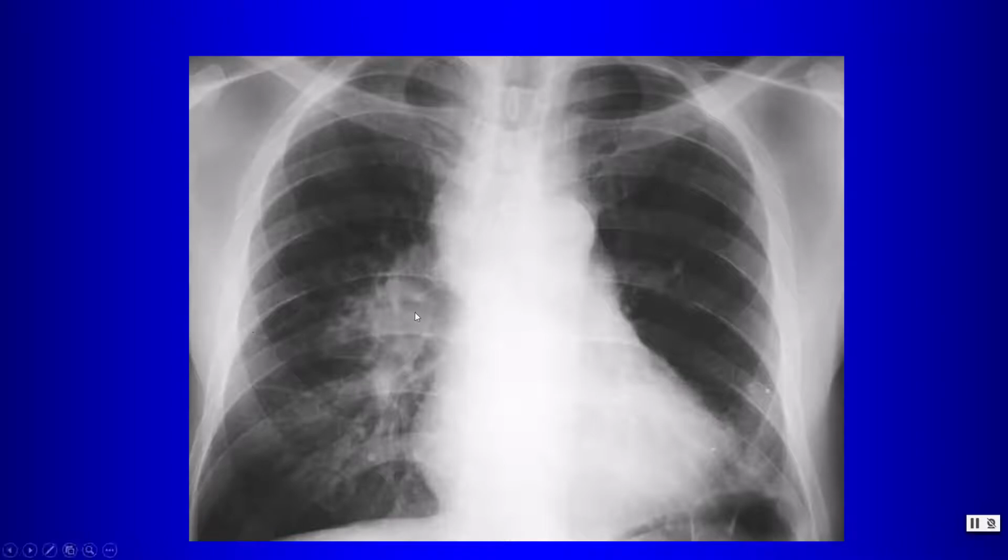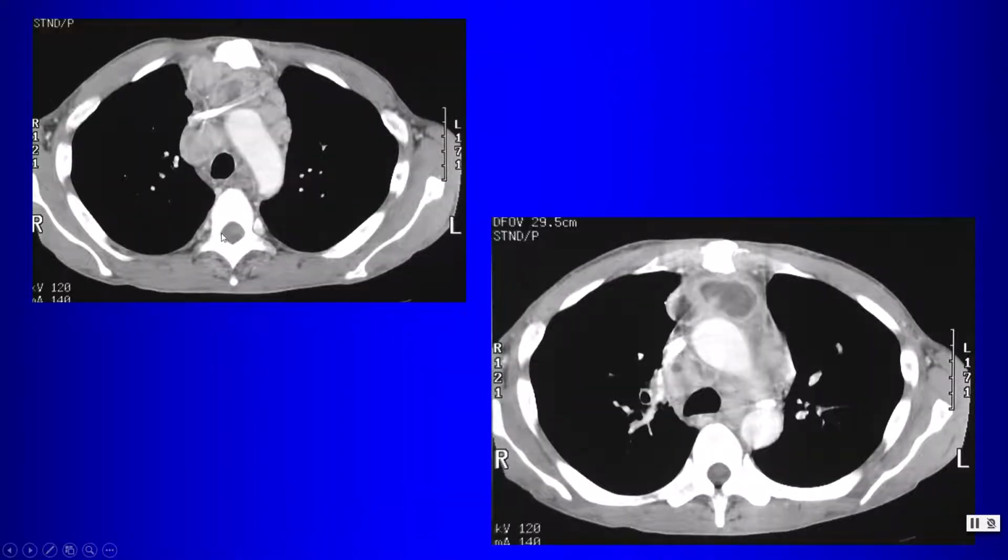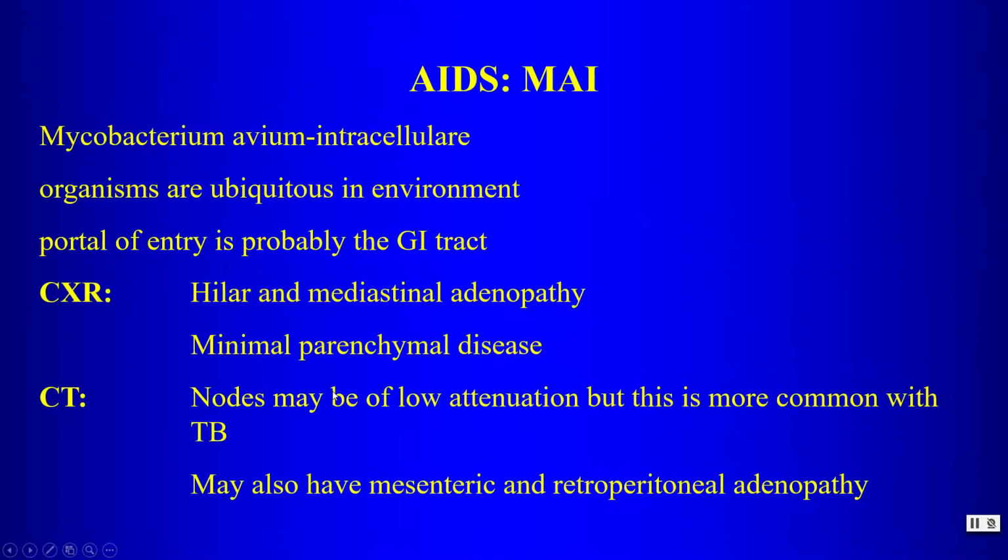Here there's right paratracheal and right hilar lymphadenopathy in this patient who's HIV positive, who also has tuberculosis. And we can see here the low attenuation within the nodes with the peripheral enhancement, which is typical of tuberculosis.